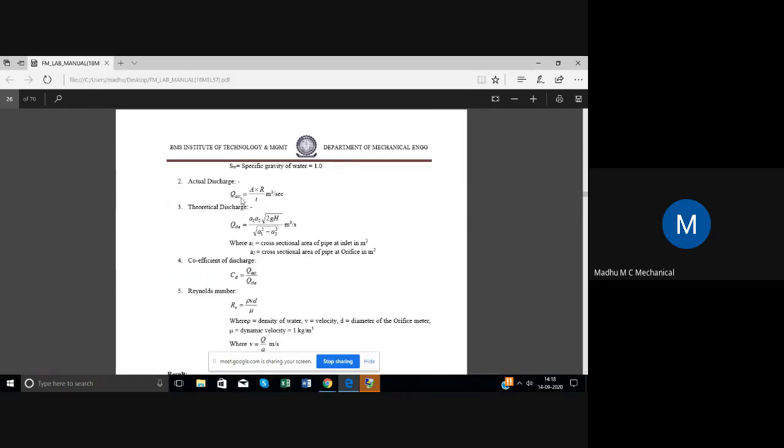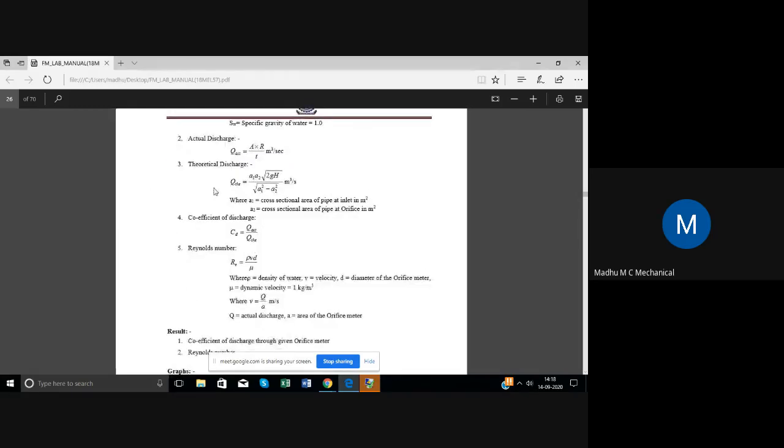Then calculate actual discharge. Q actual is equal to A, area of the tank. How much? 0.12 meter square into R, rise of water level in meters, that is 10 centimeter or 0.1 meter, divided by time taken. So for first reading, what is the time taken? 39. Take that value of T, 39 seconds. You will get actual discharge. Keep it in meter cube per second. All units should be meter cube, meters.